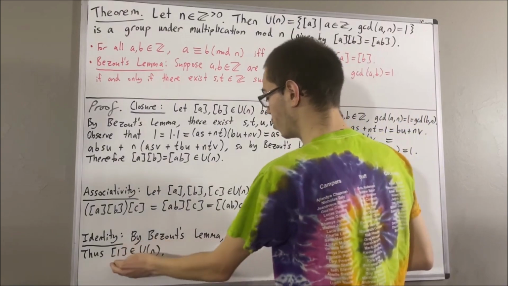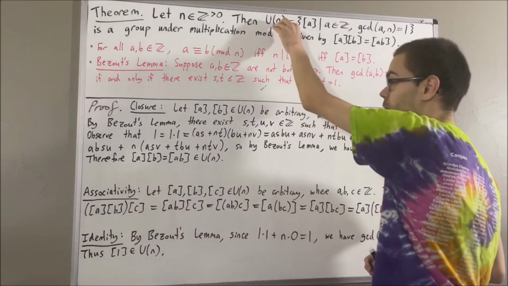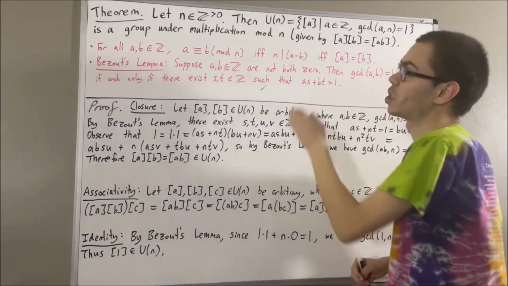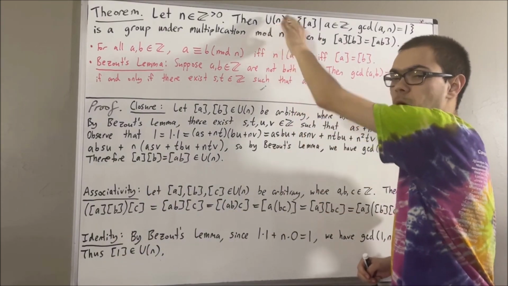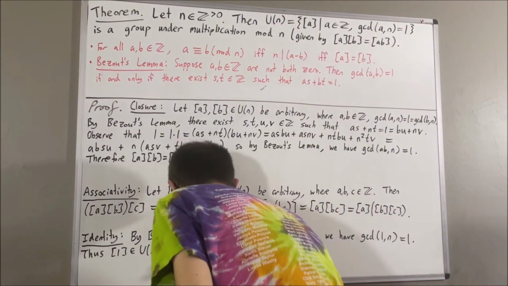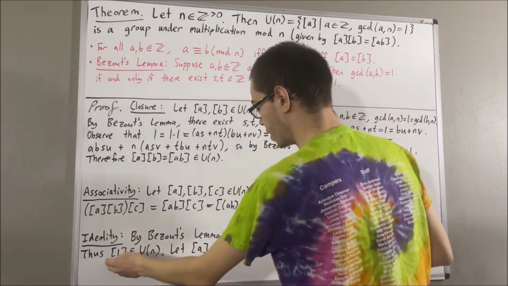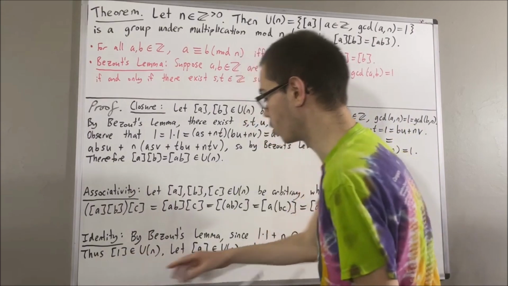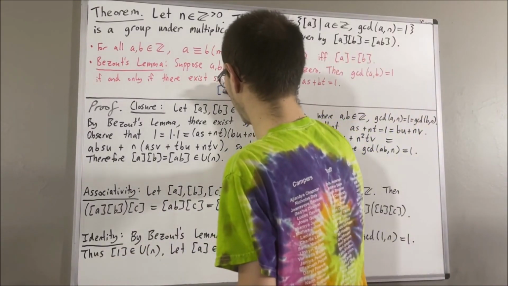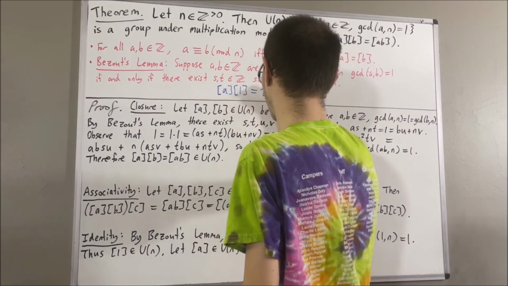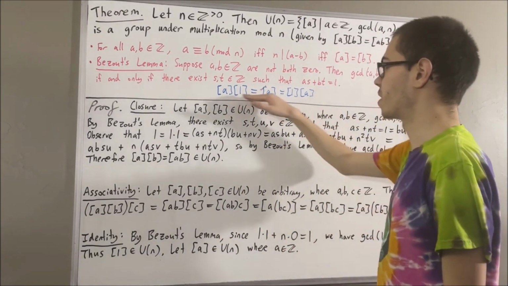Now we want to show that the equivalence class of 1 is the identity element of U(n). And to prove that, let's give ourselves an arbitrary element of U(n). I'll call it the equivalence class of a. And to show that the equivalence class of 1 is the identity element, we want to show that the following equality is true.